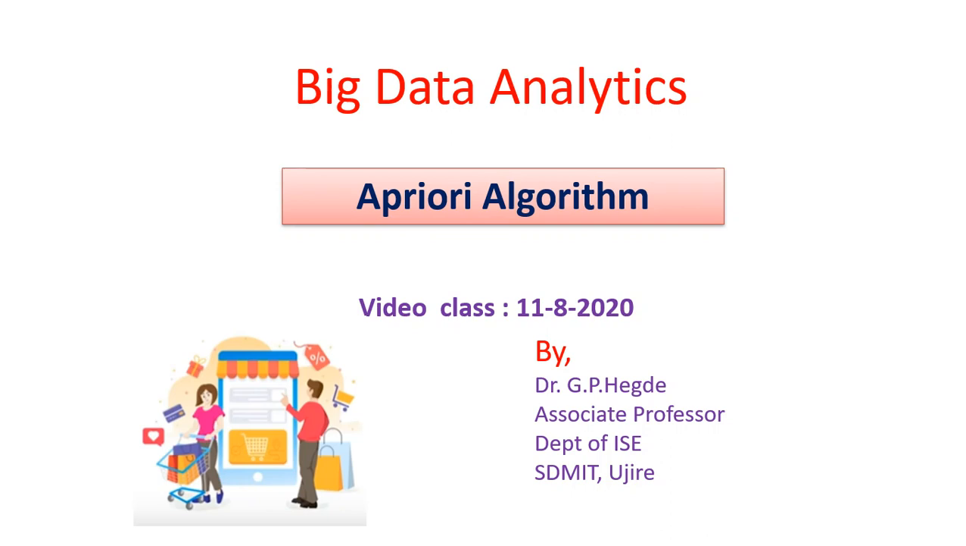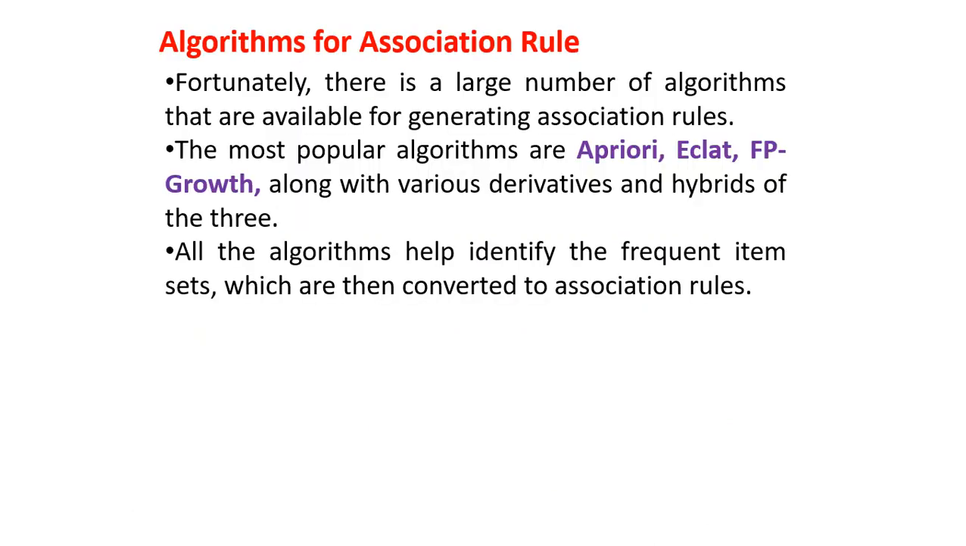Hi everyone. In this video session, we will see the Apriori algorithm, which is implemented for association rule mining. Fortunately, there is a large number of algorithms available for generating association rules. The most popular algorithms are Apriori, Eclat, FP growth, along with various derivatives and hybrids of the three. All the algorithms help identify the frequent item sets, which are then converted to association rules. So in this video session, we'll see the Apriori algorithm.